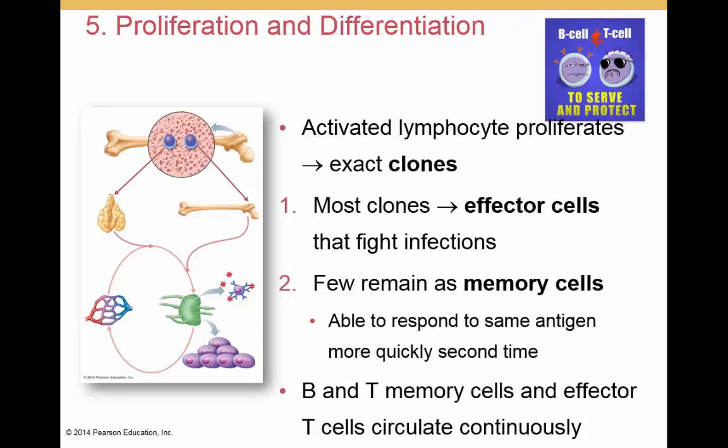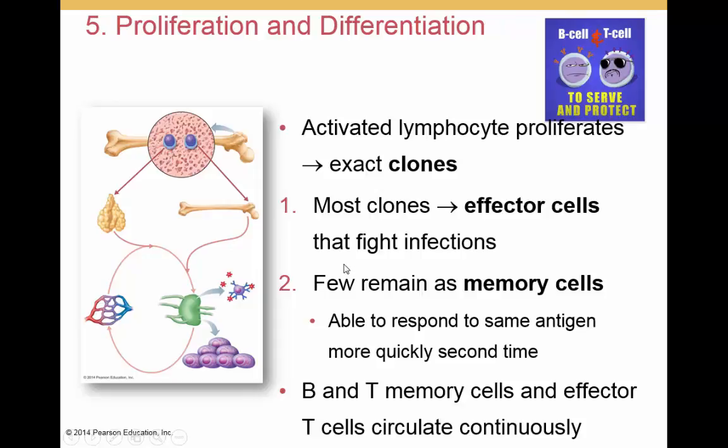Step 5, kind of went over this a little bit already, that proliferation and differentiation step. Okay. Once they're activated and start to proliferate, they clone themselves out. Lots and lots of twins, all fighting the same antigen. Most of those cells that divvy out, and I promise you there are more than 7, become the effector cells. These are the ones that are going to fight. Cytotoxic T cells are going to start killing cancer cells or killing virally infected cells. The B cells are going to start spitting out antibody and become plasma cells.